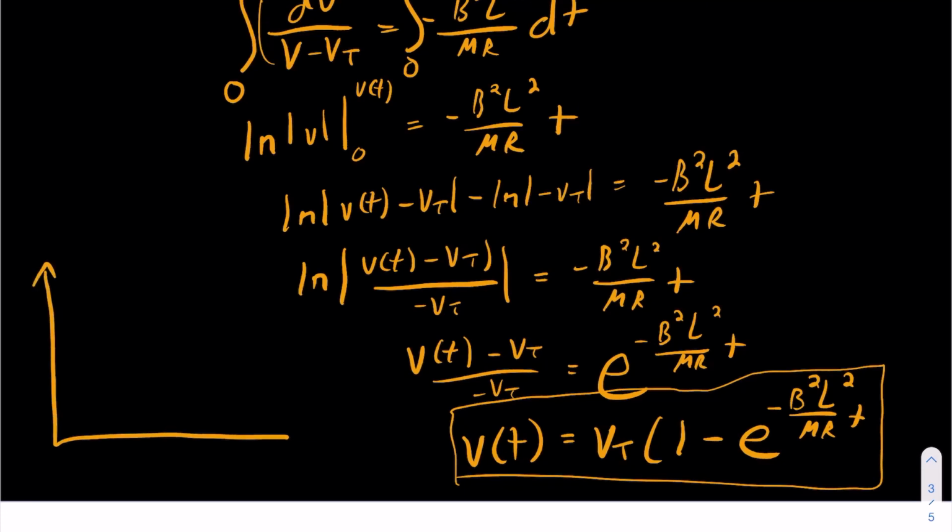So here's our graph for velocity. It's going to start at 0 and go to the terminal velocity, of course, asymptotically like that.